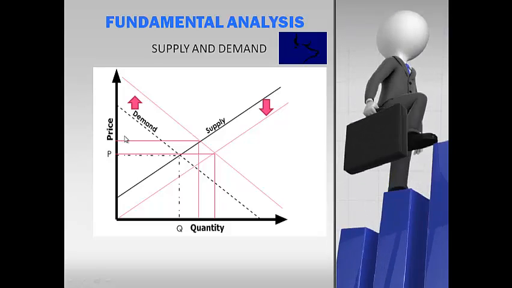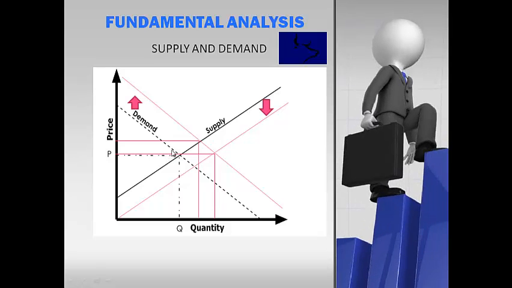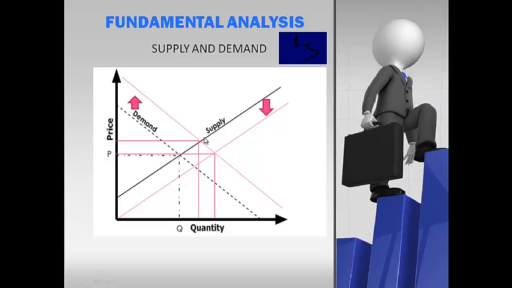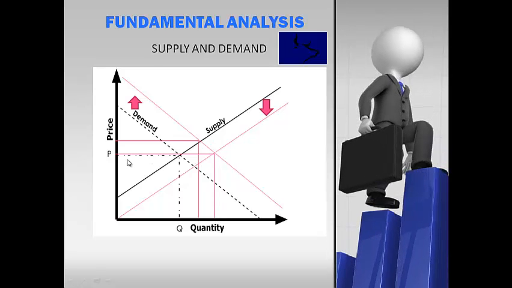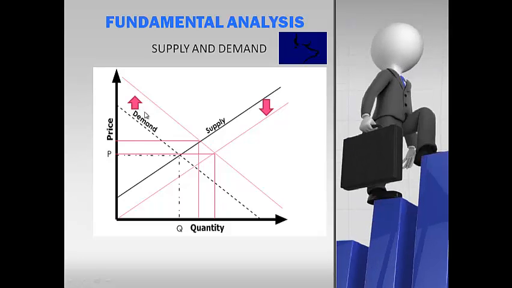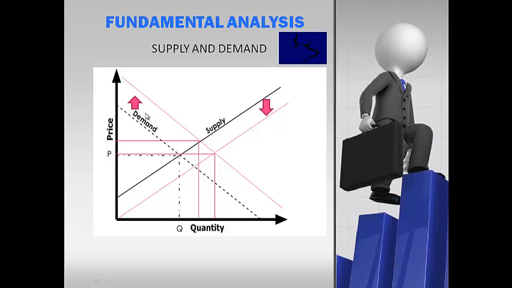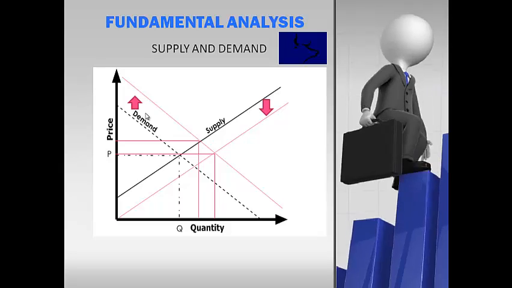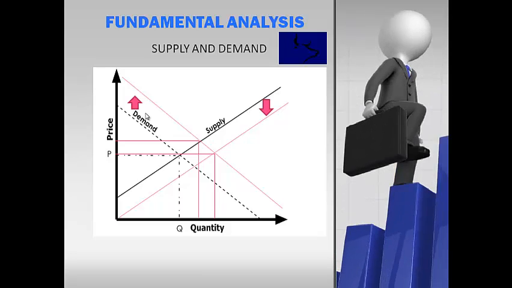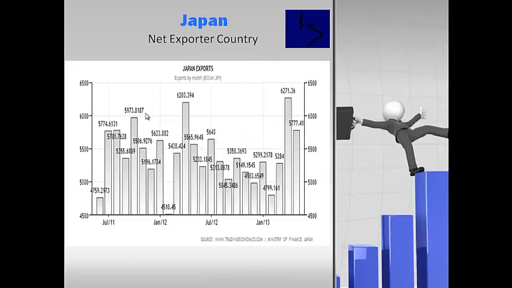The second thing is the opposite. When the supply of a particular currency increases, the quantity increases, and what happens to the prices? The prices tend to move down. So it's the opposite. Demand increases, prices increase. Supply increases, prices decrease. We'll put it all together so you will understand what is happening.